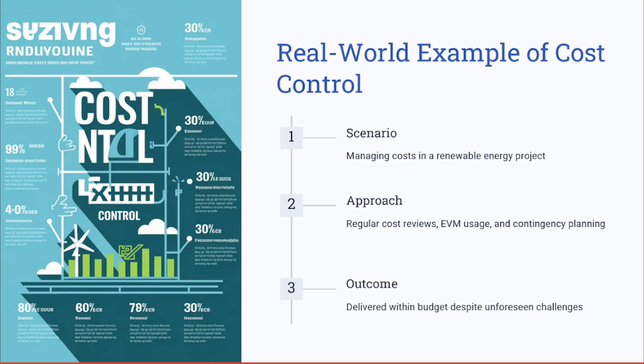So the lesson from this real-world example is the importance of having regular cost reviews and utilizing EVM to understand the cost variance and the cost performance index. Also, the importance of contingency planning to mitigate the risk of equipment delays, which could threaten the project costs and the project delivery. By applying these techniques and tools, it delivered the project within the budget despite these unforeseen challenges.